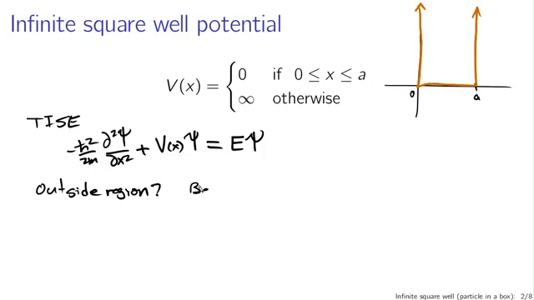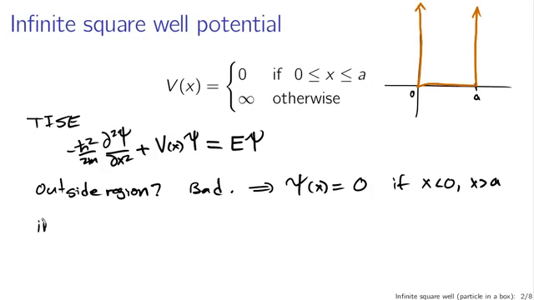Bad things happen. You end up with an infinity here for V of x if x is not between 0 and a. The only way this equation can still make sense under those circumstances is if psi of x is equal to 0, if x is less than 0 or x is greater than a. So outside this region, we already know what our wave function is going to be. It's going to be 0, and that's just a requirement on the basis of infinite potential energy. Can't really exist in the real world.